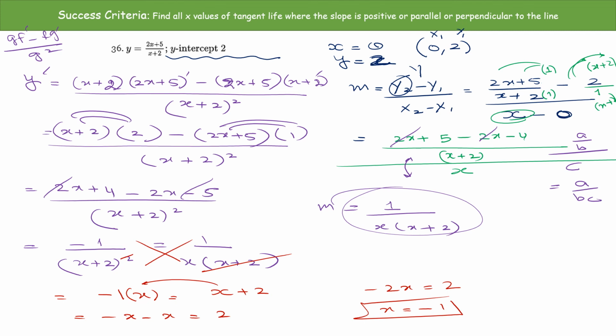I hope that these questions are clear to you and you understood the concept: how can we find out the slope or the x values of the tangent line which satisfies the given conditions, whether the two lines are parallel, perpendicular, or they are passing through some origin, or their y-intercept is given.